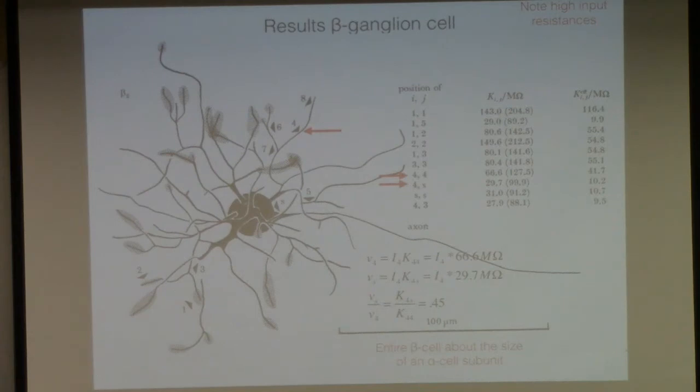In fact, the size of the whole neuron is about the size of one of those shaded regions for the previous alpha ganglion cell. And so while there are a few electrically isolated regions, they're small, and if we distribute inputs across this dendritic tree, they tend to land in regions that are not electrically isolated from one another. So this neuron is sufficiently compact that it may suffer from an increased degree of synaptic saturation with respect to inputs.